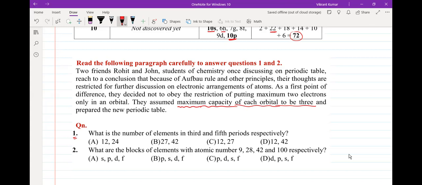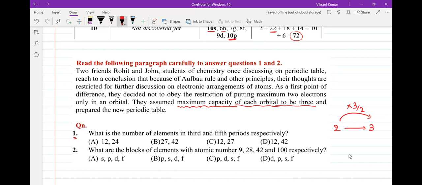So in short, if you have increased the capacity of an orbital from 2 to 3, you have made it 3 by 2 times. Going from 2 to 3 can be understood as making it 3 by 2 times. That's why every orbital is getting 3 by 2 times the number of electrons it was getting earlier. So every subshell will also be getting 3 by 2 times, and every period will also start getting 3 by 2 times the elements which it was getting earlier.